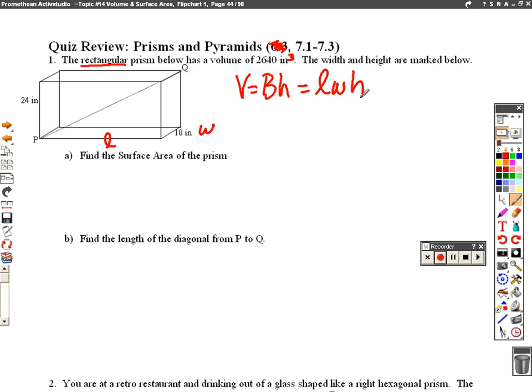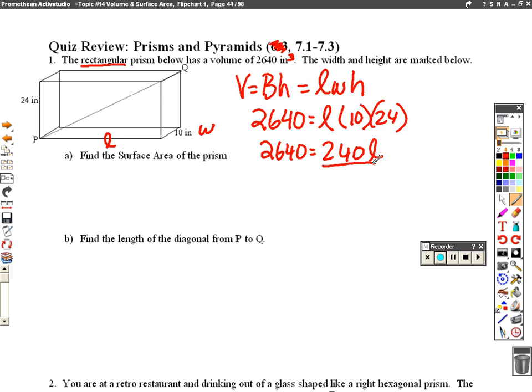And I'm going to fill in the numbers that I know. So I know that the volume is 2,640. My L I do not have a number for, but my width is 10 and my height is 24. So I'm going to use this to solve for L. 2640 equals 240 L. Divide by 240. And we end up with a length that is 2640 divided by 240, and that would be 11. So L is equal to 11.